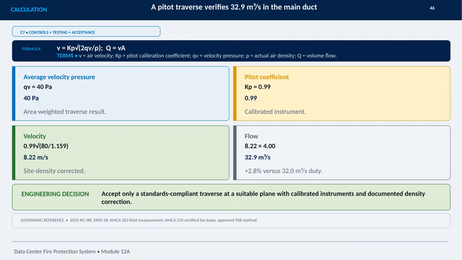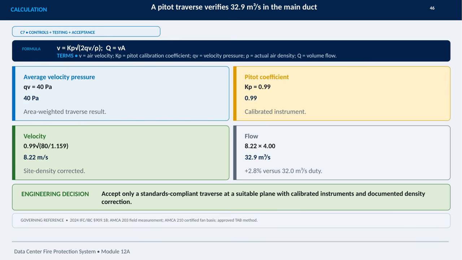We then multiply that velocity by the duct area, 4.00 square meters, to obtain a measured flow of 32.9 cubic meters per second. The key result is that the measured flow is 2.8% above the 32.0 cubic meter per second duty point. That result is acceptable only if the traverse itself is technically valid.